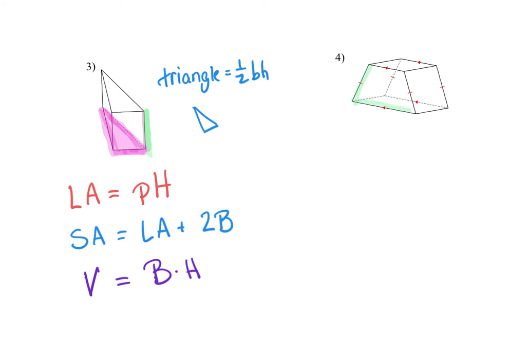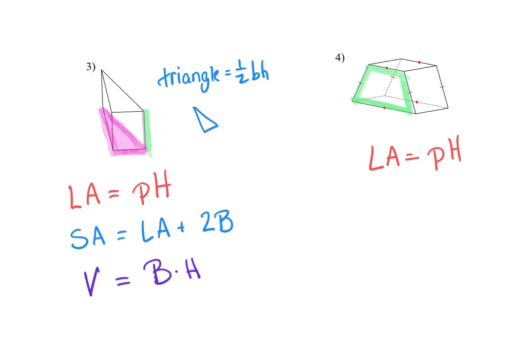It's this guy right here. It is the same exact formula. My lateral area is perimeter times height. Perimeter is going to be what happens when I go all the way around this trapezoid. Add up the sides all the way around this trapezoid.